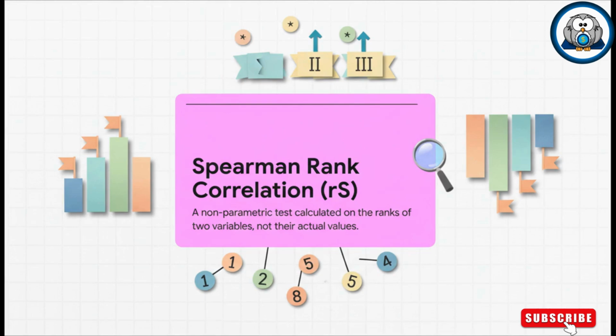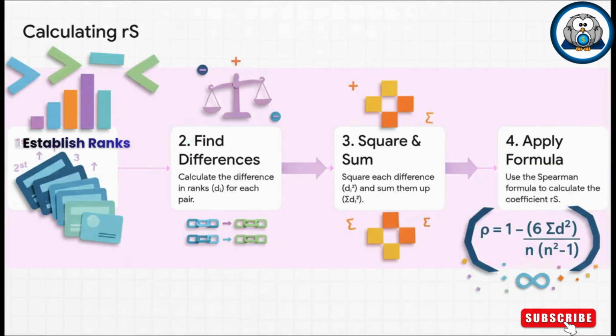Instead of using the raw numbers, which can get totally thrown off by one or two extreme outliers, we do something much simpler. We just convert all the data into ranks. First place, second place, third place, and so on. By focusing on the order instead of the values, the test becomes way more robust. And the process itself is pretty straightforward, as you can see.